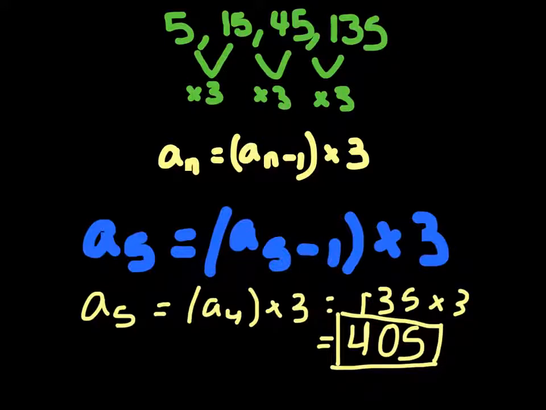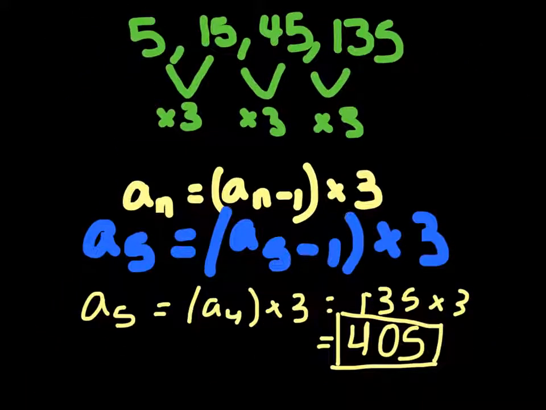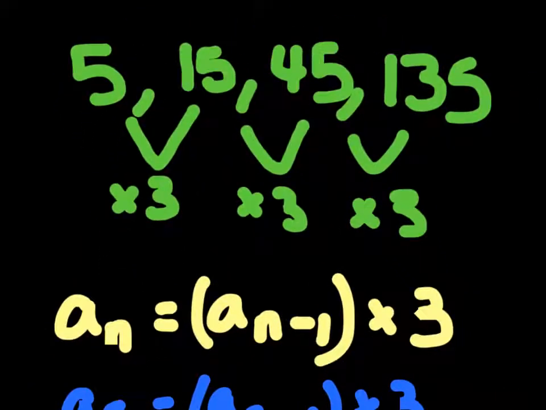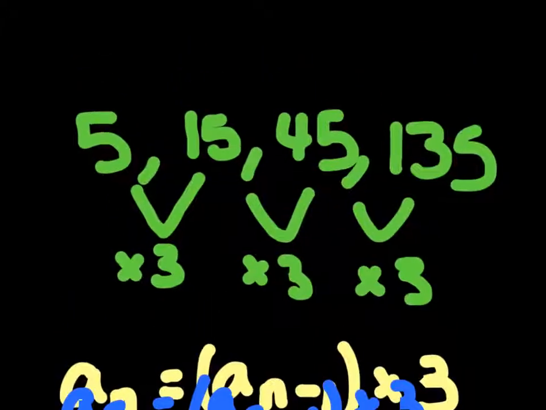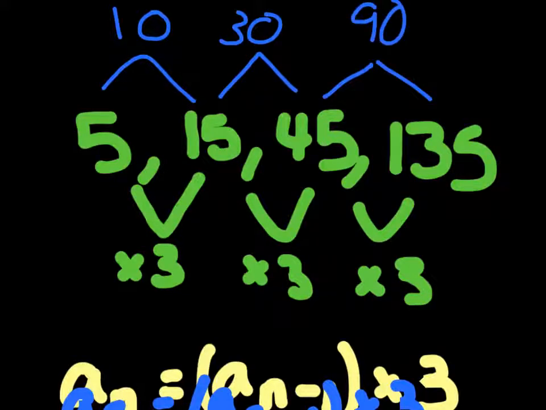And as you can see, this is geometric, first of all, because there's no common difference. Whoops, that was not good. Okay, let's move that out of the way. Now let's look at this better. The difference between 5 and 15 is 10. The difference between 15 and 45 is 30. And the difference between 45 and 135 is 90. So clearly we have a geometric series on hand.